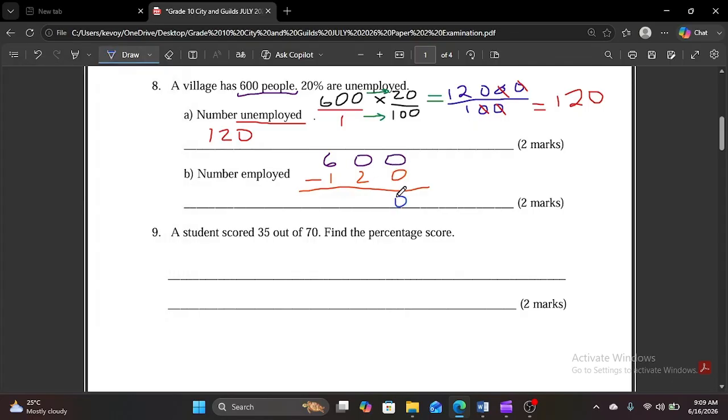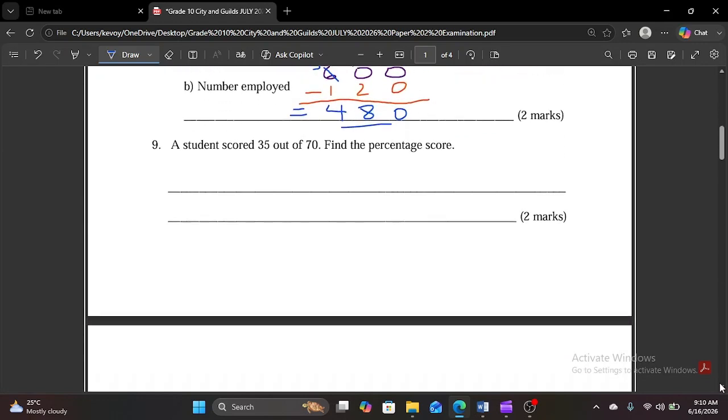So 0 minus 0 is 0. 0 minus 2, can't, so you carry 1. So that's going to be 10. After we take 1 from 6, we're left with 5. So 2 from 10 is 8, and 1 from 5 is 4. So the number of employed persons is going to be equal to 480. All right. A student scored 35 out of 70.